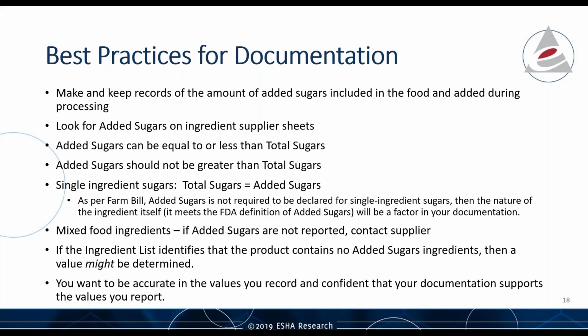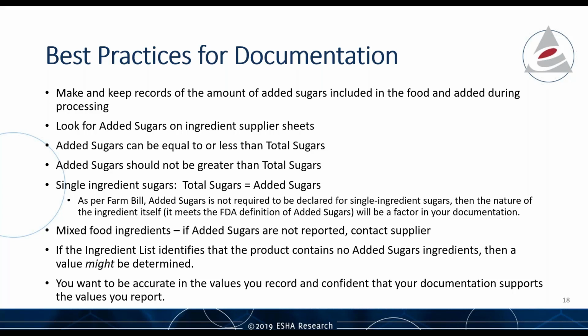Per the regulations, when manufacturers have a combination of naturally occurring and added sugars in products, the manufacturer must make and keep records of the added sugars added to the foods or that occur in the processing of the foods. One lab test cannot differentiate between the content of total versus added sugars, so careful documentation is necessary.